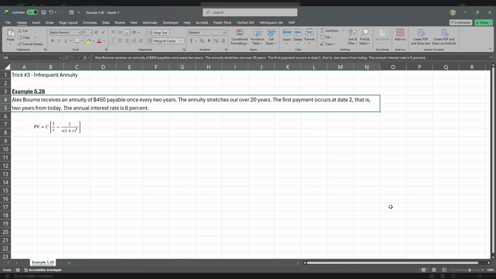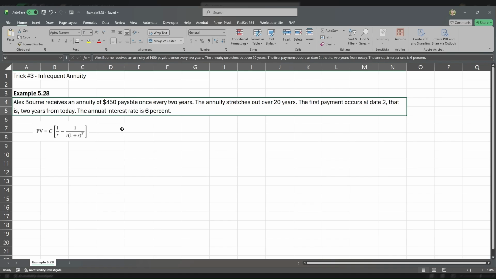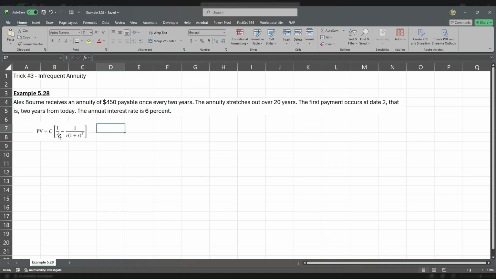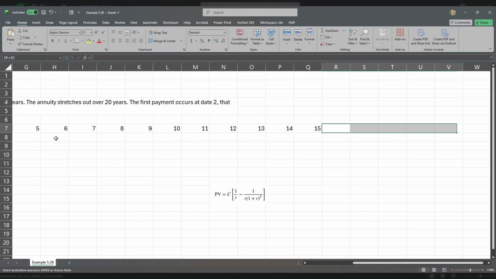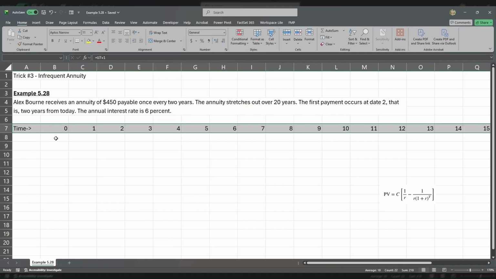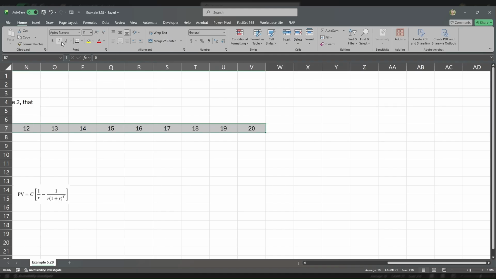of 6%. I'm going to approach this the same way I've been approaching all of the problems, which is first structuring it as a timeline and basically ignoring our present value of an annuity formula. However, I am going to solve this with this formula later on in this video. First, I'm going to put it on a timeline. So here I'll have time as my first row, and I think it was 20 years. So I'm just going to create a 20-year timeline. There we go. And center and bold my timeline.